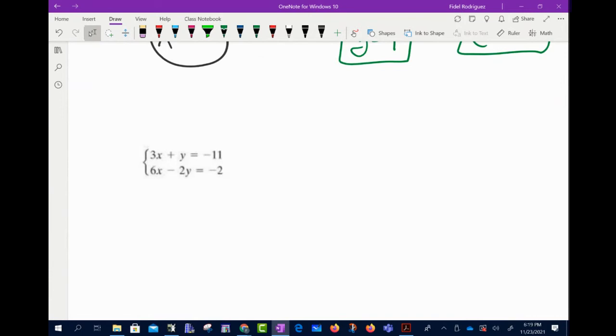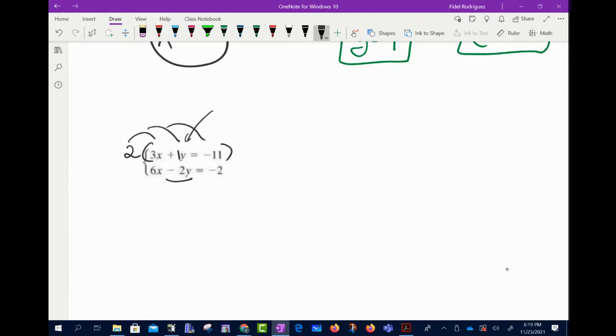Okay. So I look at the top equation. It's 3x plus, I can think about that as a 1y, equals negative 11, and 6x minus 2y equals negative 2. So I know that the number in front of that y right now is a negative 2. I would really like the number in front of this y to be a positive 2. So the way we can do that is we can multiply everything in the top equation by the number 2.